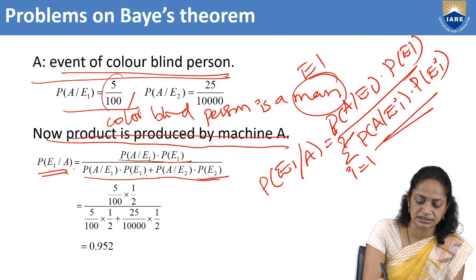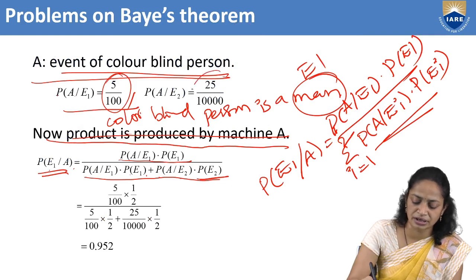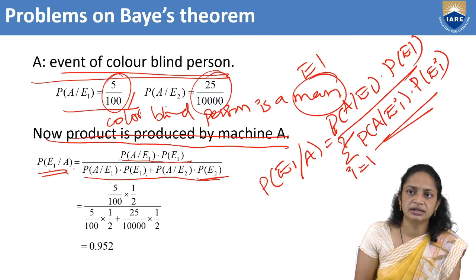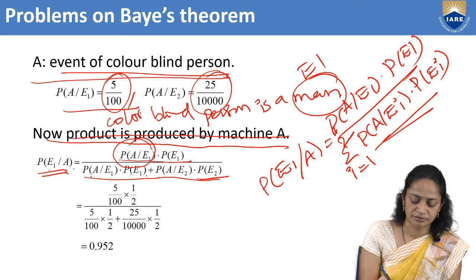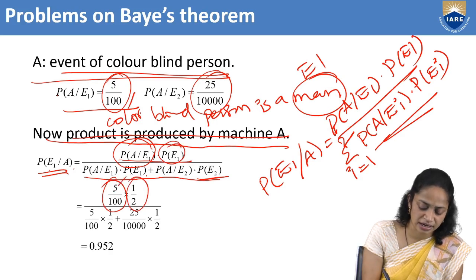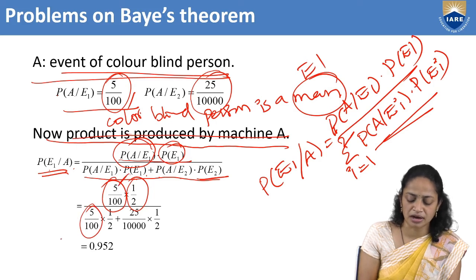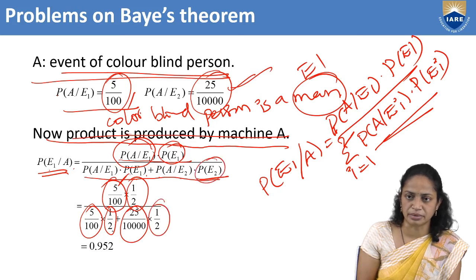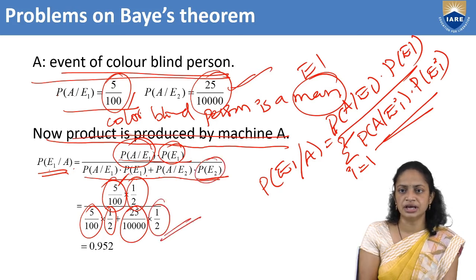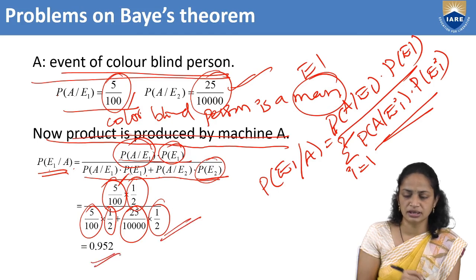So P of A given E1 is 5 by 100 and probability of A given E2 is 25 by 10,000. So substitute all those values here. Probability of A given E1 is 5 by 100 and P of E1 is 1 by 2, plus probability of A given E2 is 25 by 10,000 into probability of E2, which is 1 by 2. So substitute all these values here, and after simplifying, you will get the answer.